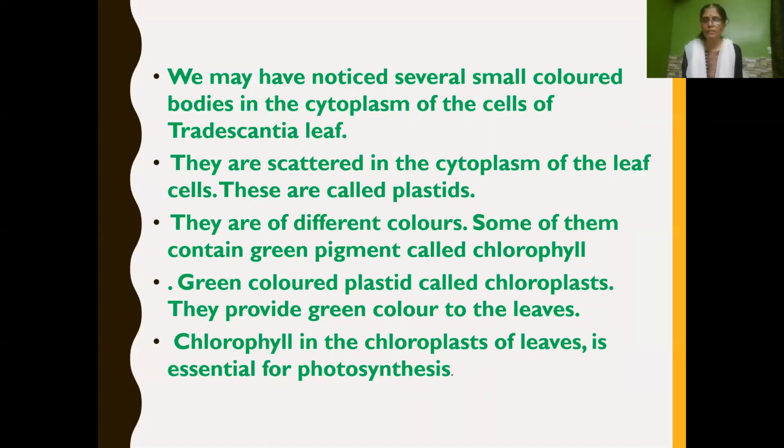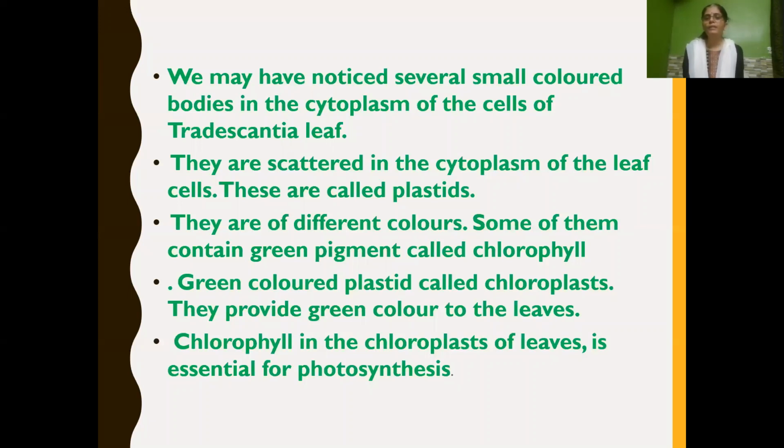That is, if you see this leaf in a microscope, we can see very small colored bodies, which are scattered in the cytoplasm. We call them plastids. So it is the next organelle. What we see are plastids, and usually plastids are of different colors. Some of them contain green pigment, which we call chlorophyll, isn't it? Green colored plastids are called chloroplast, and they provide green color to the leaves.